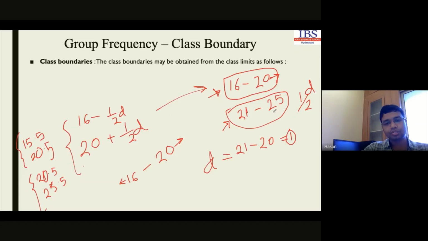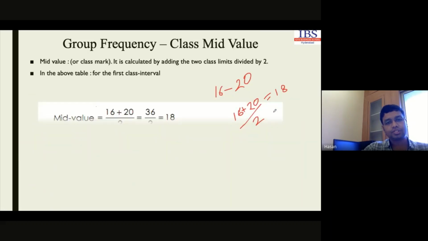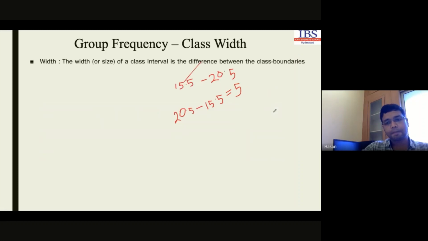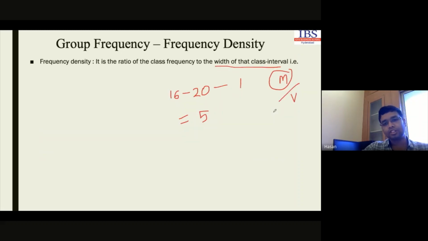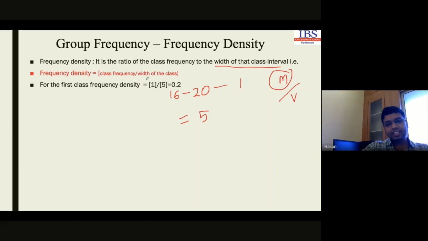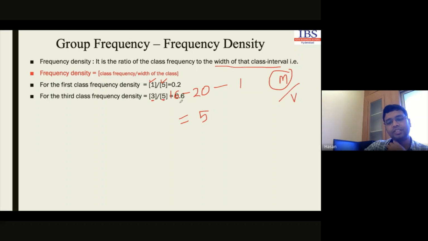0.2. Look, so this is 1, class frequency is 1 and class width is 5, so 0.2. Okay, frequency density clear? Yes, sir. The third class boundary is 3. Look, this is 3. 3 is the class frequency for the third class and 5 will be the class width again. So this will be the class frequency density.